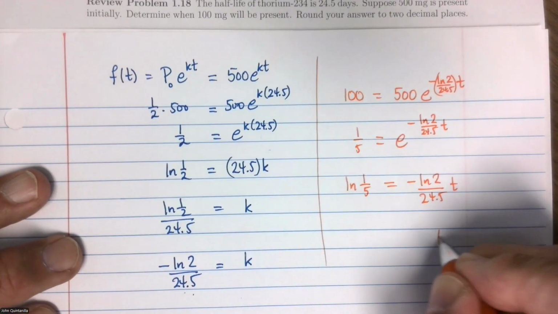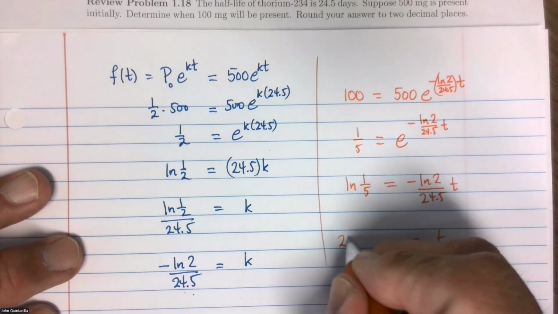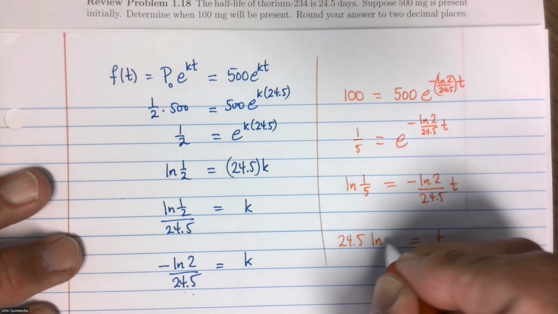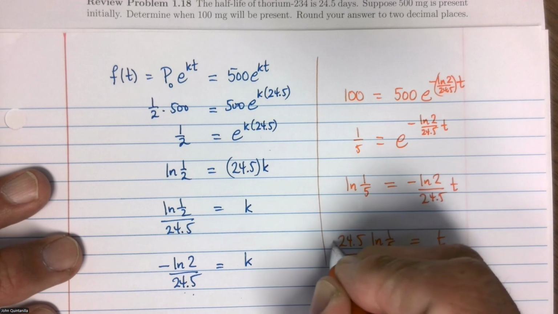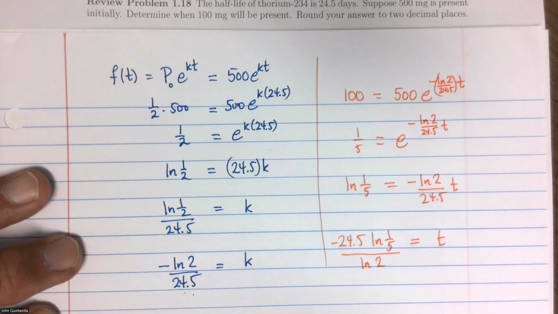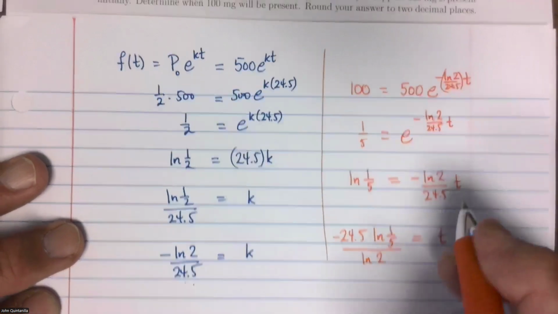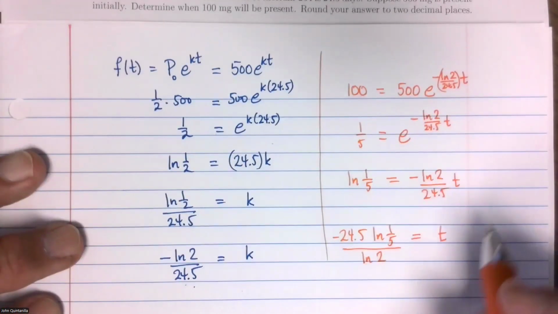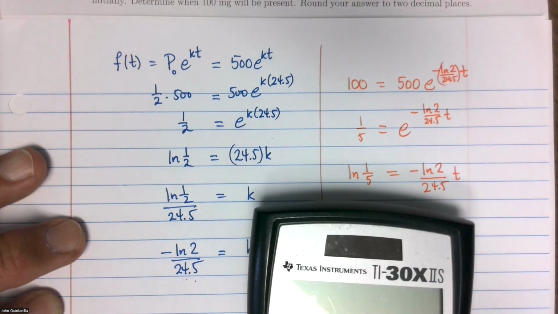And so we can then isolate t. t is equal to negative 24.5 times the natural log of 1/5 divided by natural log of 2. I need the minus sign also on the other side. So that is the exact answer. And then the question says round your answer to two decimal places. And so we plug that into our calculator and see what comes out.